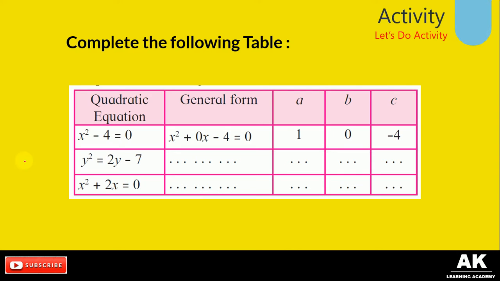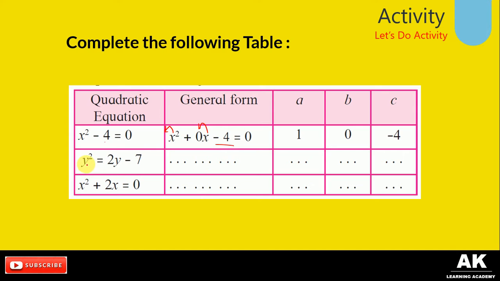So the first equation is x square minus 4, so x square minus 4 is equal to 0. Here the constant term is given, right? So only the coefficient of x is missing, that's why I write it here as 0x, right? So x square plus 0x minus 4 is equal to 0. So what is the coefficient of x square? 1, the coefficient of x is 0 and the constant term is minus 4.